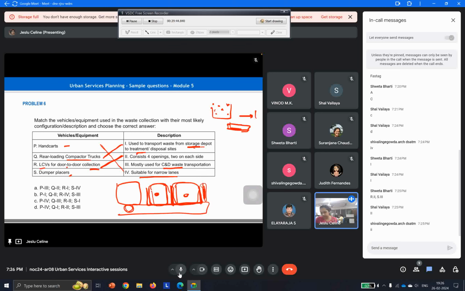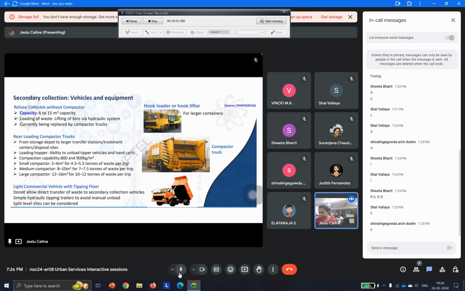Then we have dumper placers, which are used for construction and demolition waste. Dumper placers are something where you just have the cart, and then you have certain hands to bring it. I think I have an image over here. Yeah, so I have these images. So these are rear loading compactor trucks. It looks something like this, where you can put waste in and then compact it and then take it off.